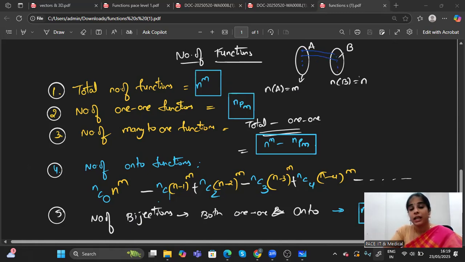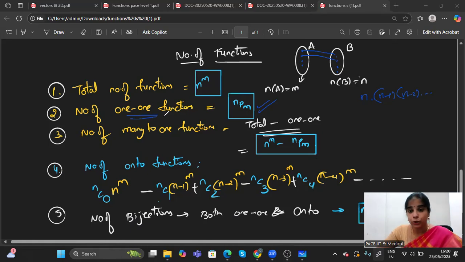So for 1-1, suppose I have m elements here. For the first element, I've got n options. For the second element, one less option, so I'll have n minus 1 options. For the third element, n minus 2. Go on proceeding that way, reducing m times. So that means nPm. Right? So this is 1-1 functions.